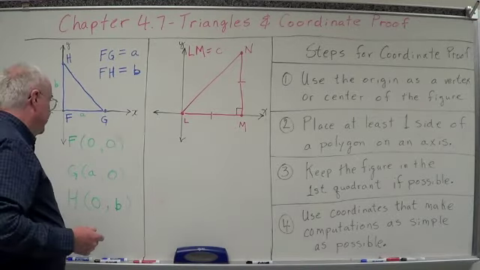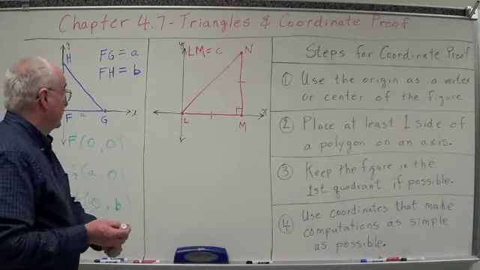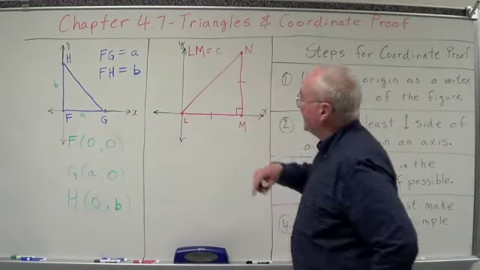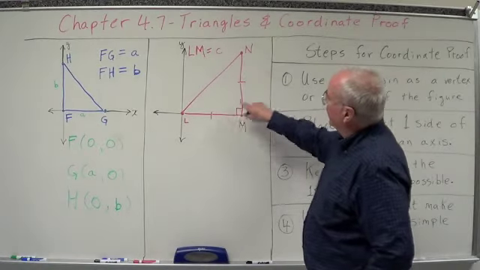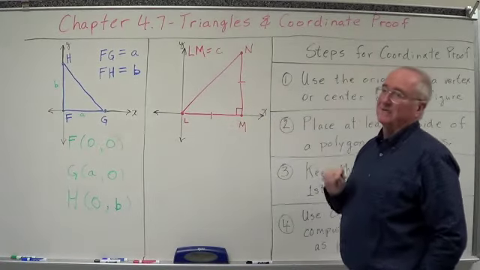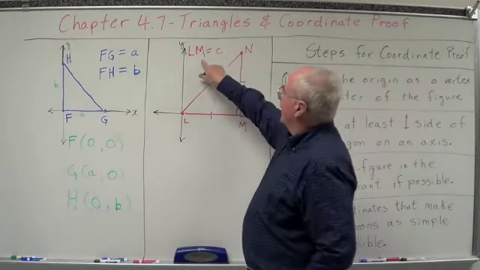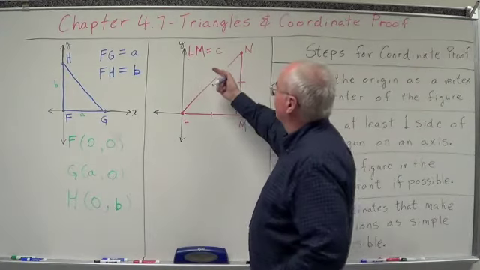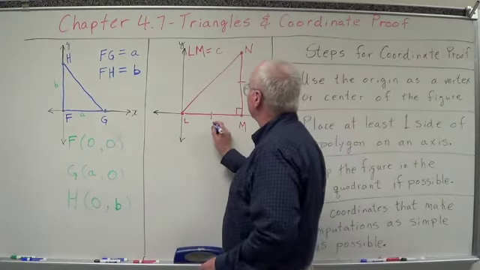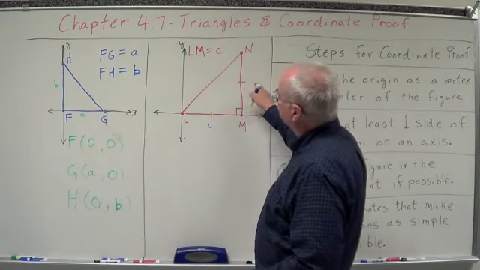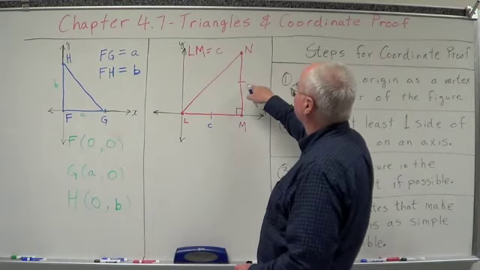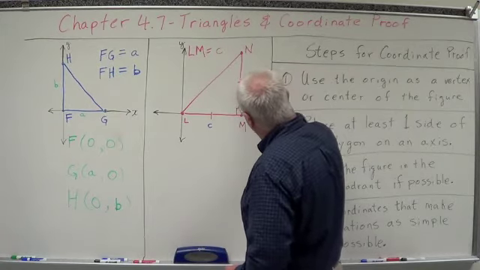Now, let's go over here and look at this one. Set up another one that's a little different. Notice that it's a right triangle. Oh, it's an isosceles right triangle. And we're saying that this right here is equal to C. So LN is C. Well, what do we know? What do these little signs mean? Well, this is the same distance as that, so this is also C.